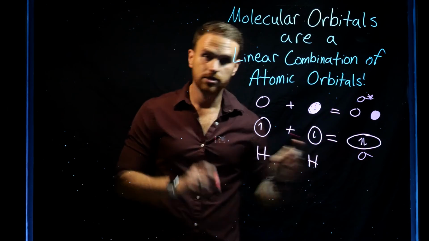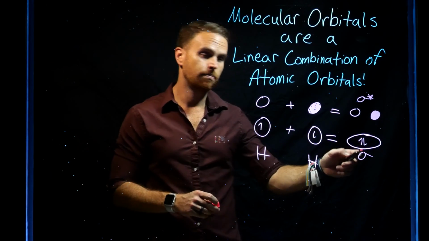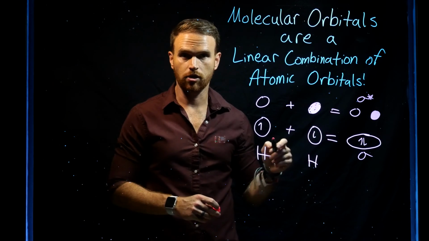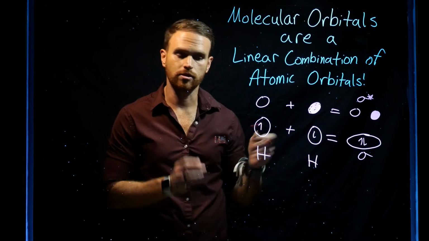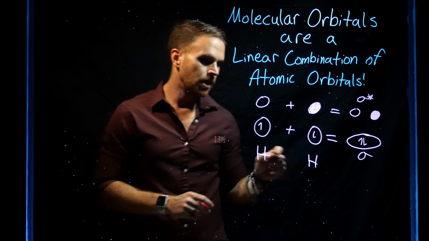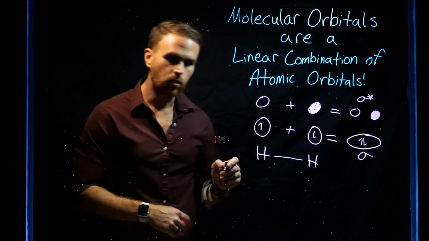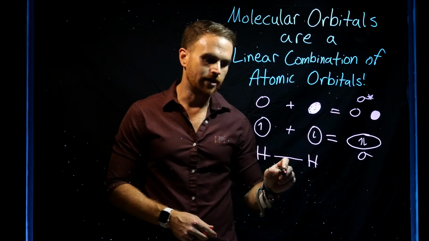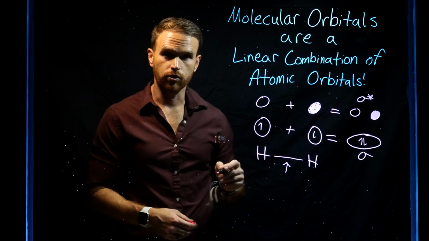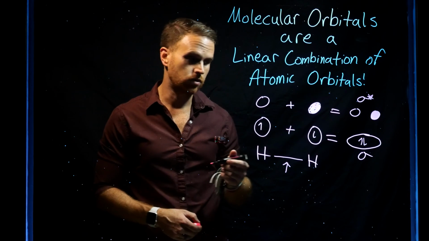All right? So stay with me. So here we have a sigma bonding molecular orbital and a sigma star anti-bonding orbital. Again, both of them are sigma due to their symmetry. Now, what does that mean? So if you had these two hydrogen atoms combined to form an H2 molecule, this is what we call the internuclear axis. So the internuclear axis is the axis between those two atoms.